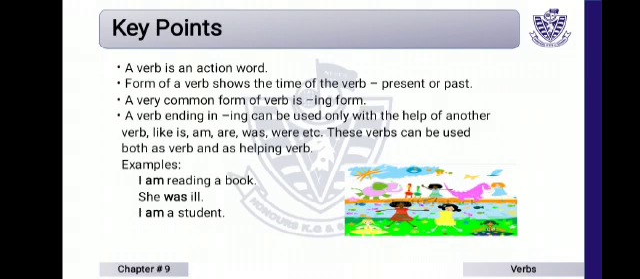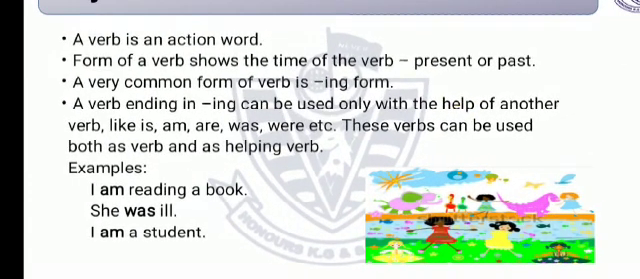Students, a verb is an action word. The form of a verb shows the time of the verb, present or past, as I have told you before. If it is the first form of the verb, we say that it is present, and if we have the second or third form of the verb, we will say that it is past. A very common form of verb is the ing form. A verb ending in ing can be used only with the help of another verb like is, am, are, was, were, etc. These verbs can be used both as verbs and as helping verbs.